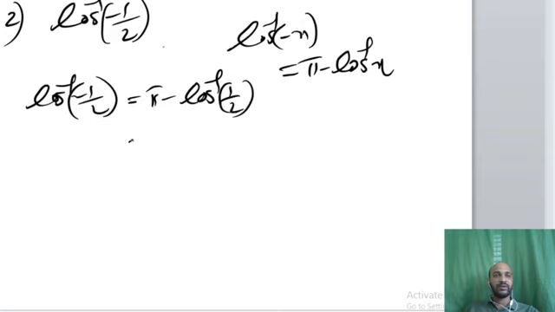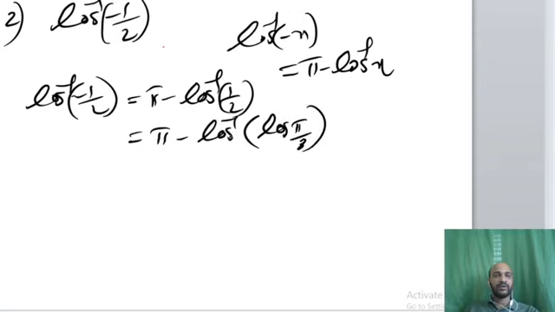Now you have to express cos inverse of 1 by 2 in terms of cos. Cos 60 is 1 by 2, and 60 is pi by 3. Now here you can apply the result: cos inverse of cos x is equal to x if x belongs to 0 to pi. So cos inverse of cos pi by 3 will be equal to pi by 3, because pi by 3 clearly lies in between 0 and pi. So this answer is pi minus pi by 3, that is equal to 2 pi by 3.